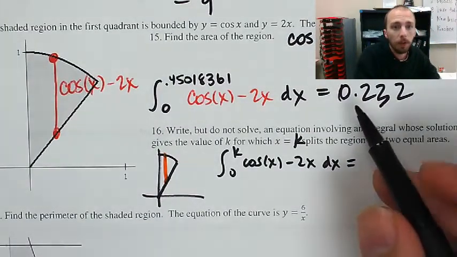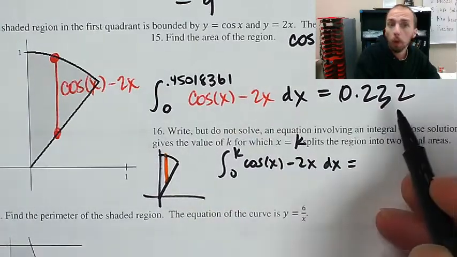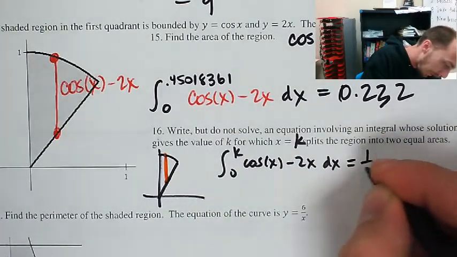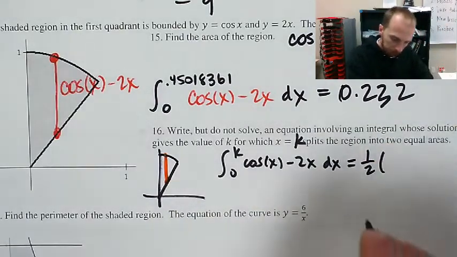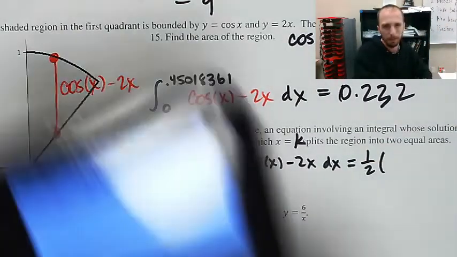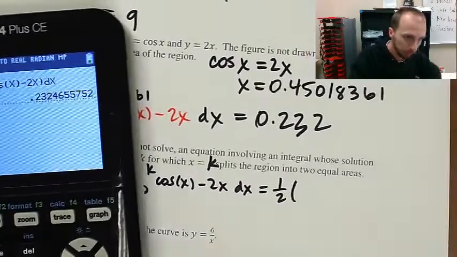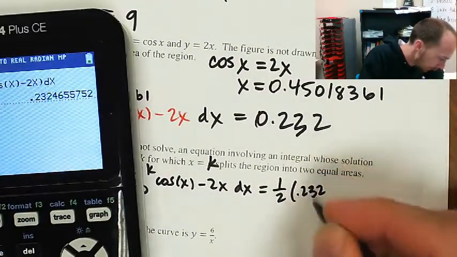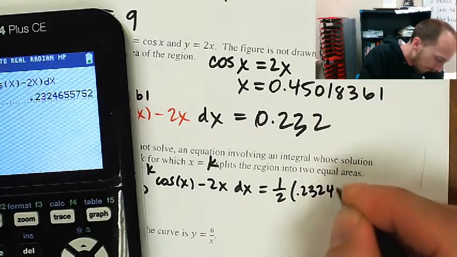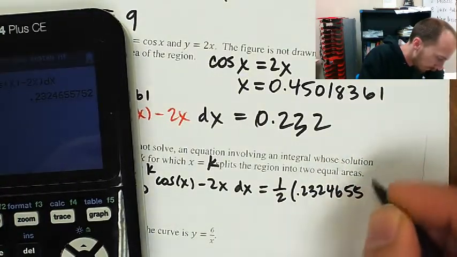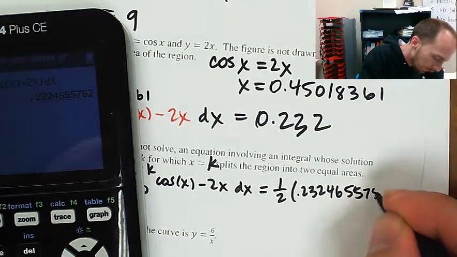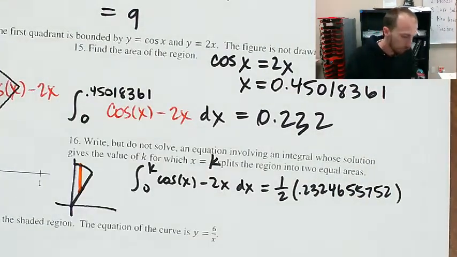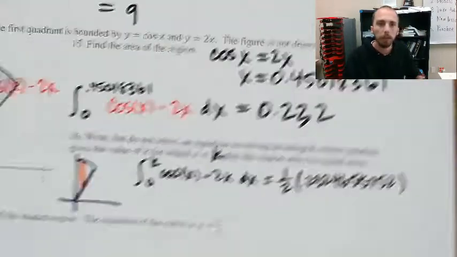Or you could say it was half of 0 to the intersection point. Or maybe, since I just did that work, I will say half of, I'll copy all the decimals, 2.232, 4655, 752. Okay, that's another thing, since I already did that, I could say that's an equation whose solution would give the value of k that made that work.